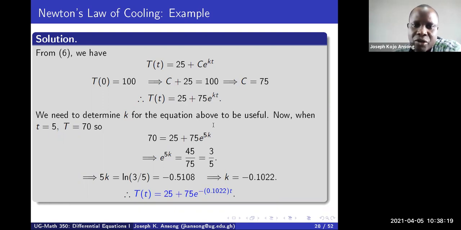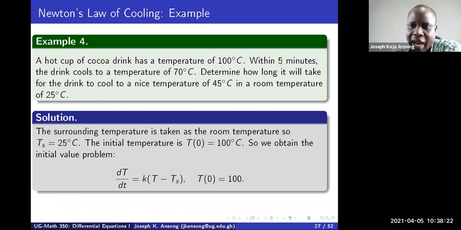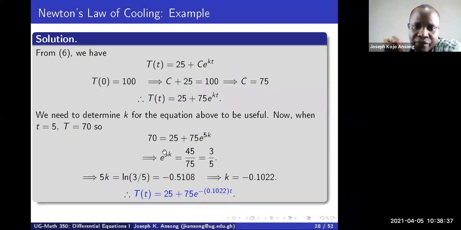Now in the problem, we are also told that in 5 minutes time, when t is 5 minutes, the temperature has cooled to 70 degrees. So we can use this to help us find what k is. So when t is 5, temperature is 70 degrees. So when temperature is 70, this is 25, we know that 75 e to the time, which is 5 minutes, so put 5 here times k. Then just solve for k. This is just algebra, it's easy. Solving for k, k is negative 0.1022.